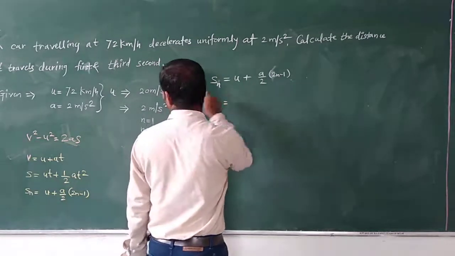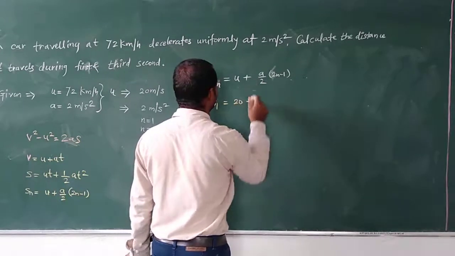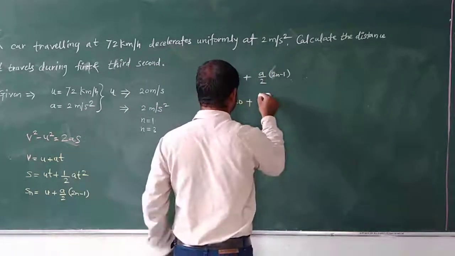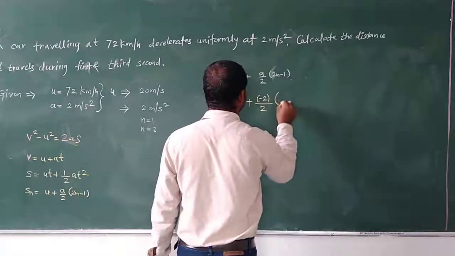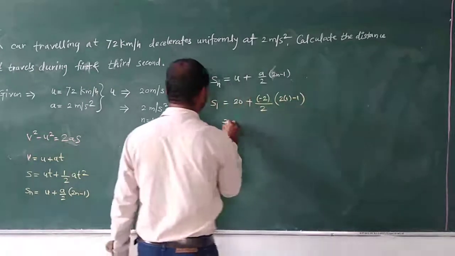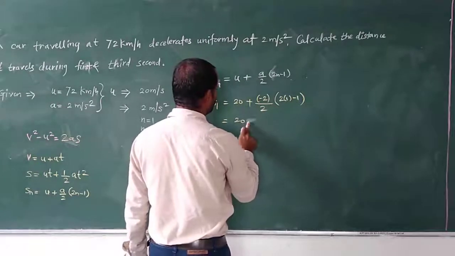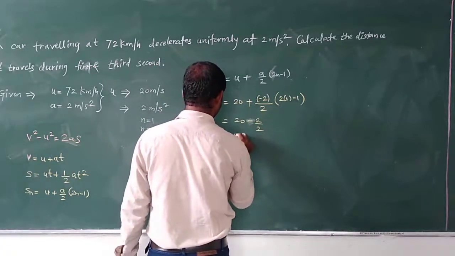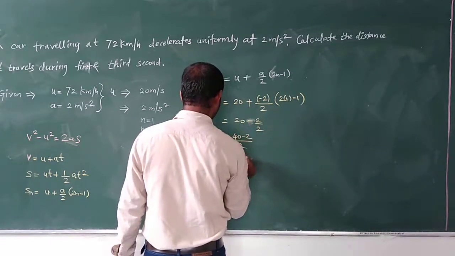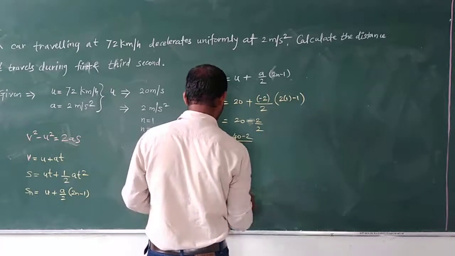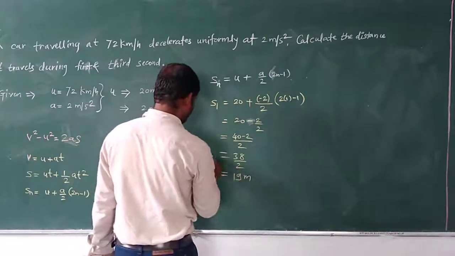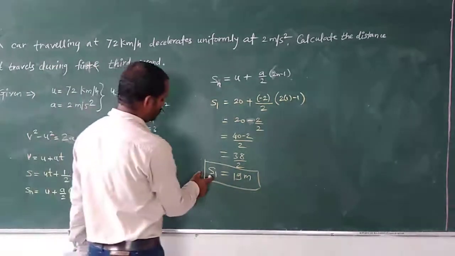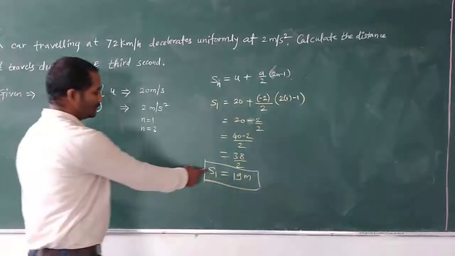S1 is equal to u. What is u? u is 20 meter per second, plus a. We know a is 2, but this is negative acceleration, so we put minus 2 divided by 2, into 2 times 1 minus 1. This is 20 minus 2 by 2, which is 40 minus 2 divided by 2, that is 38 by 2, so S1 is 19 meters. S1 is the distance during the first second, which is 19 meters.